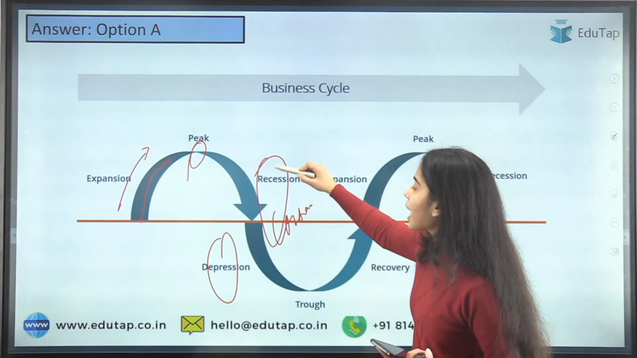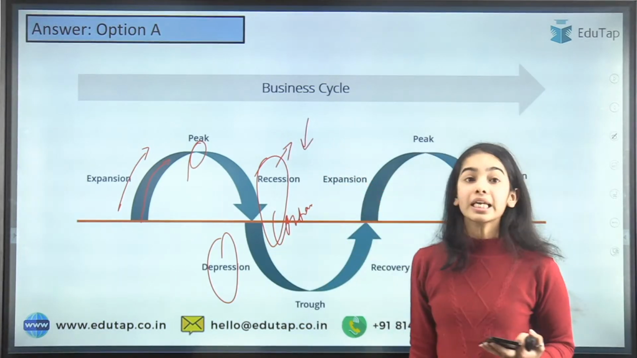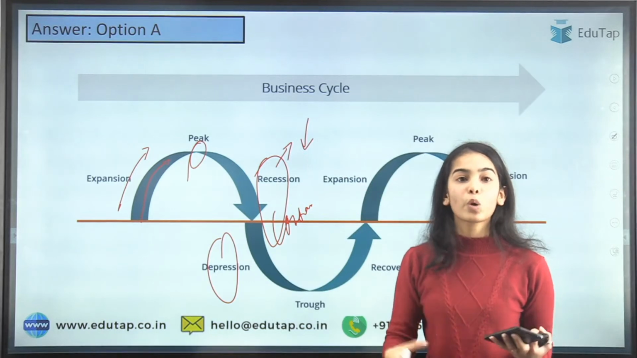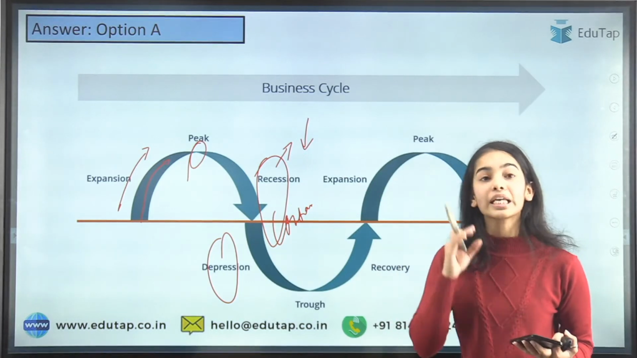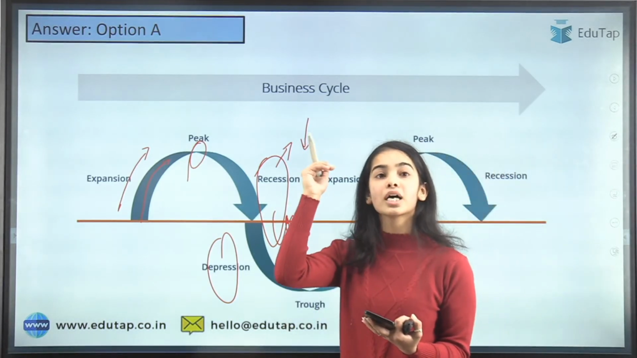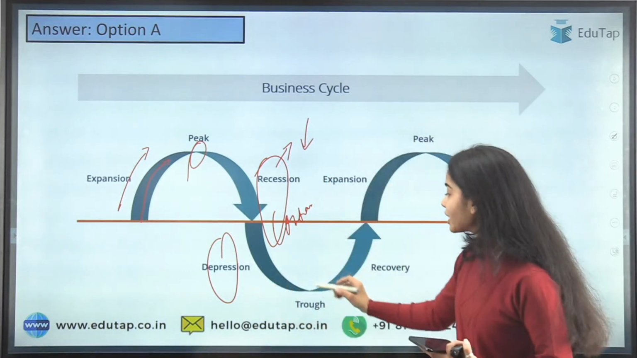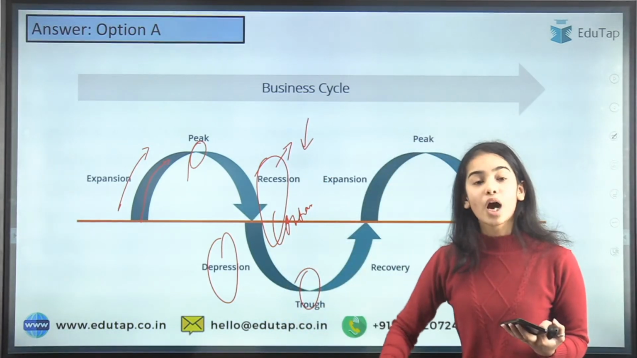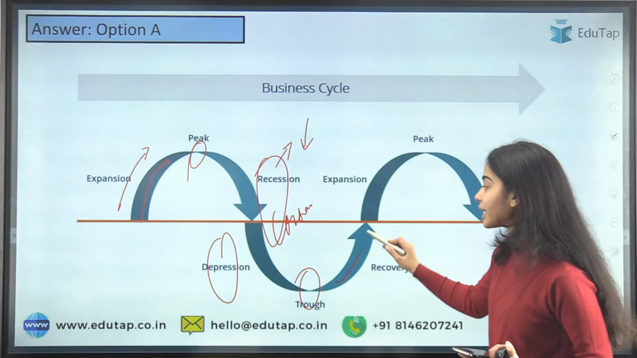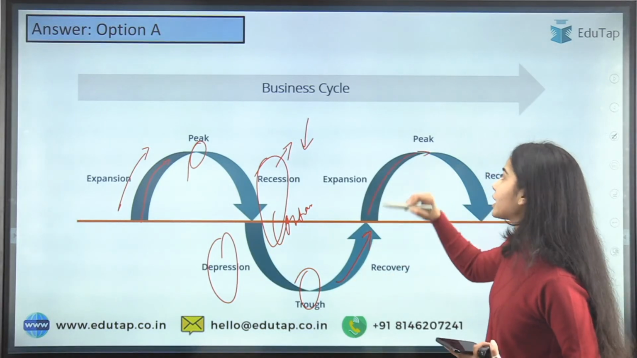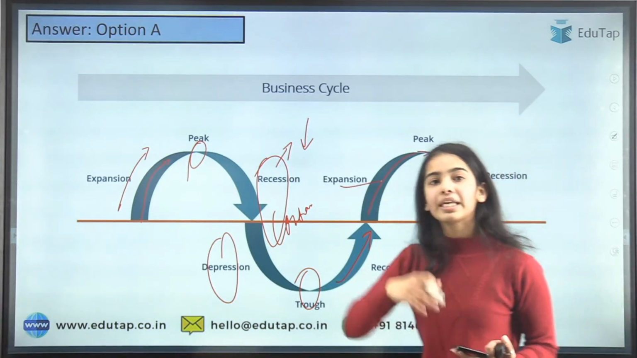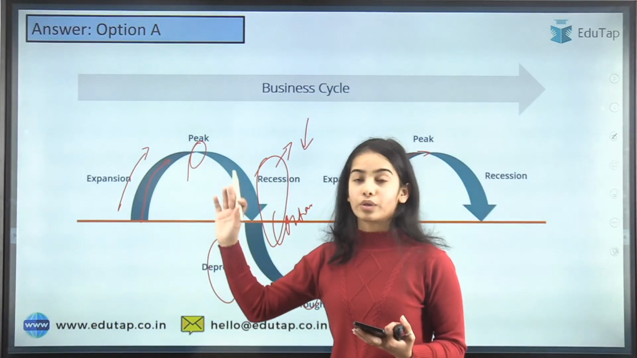In this phase, your economic activity decreases, your investment, your employment, your demand, your supply, every economic activity shows a downward trend. After that, it reaches the lowest it can go. After that, the economy starts recovering. Then it again expands and reaches the peak, and the cycle goes on.